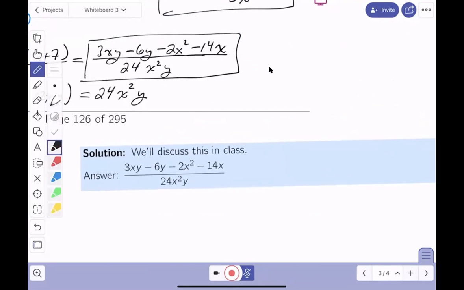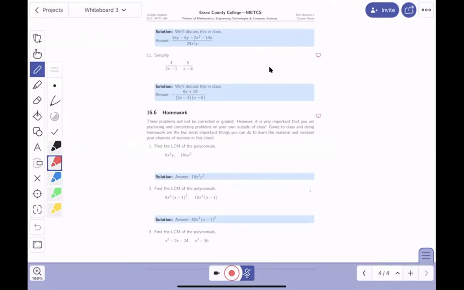We're grading now. Did I get the right denominator? Bingo. Did I get the numerator? 3xy minus 6y minus 2x squared minus 14x. Yep, we're doing okay. Let's go to the next page. And next page, we got one more problem to do.